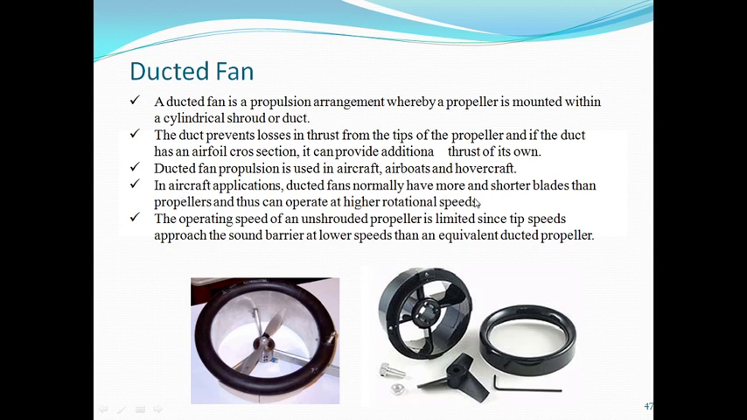Ducted fans normally have more and shorter blades, due to the reduction in the noise and the reduction in the losses. Generally, we go with the shorter blades, not really very long blades. With very long blades, keeping a duct is a difficult part. The operating speed of an unshrouded propeller, meaning no shroud, has a limitation, but having the shroud around your propeller increases your operability.